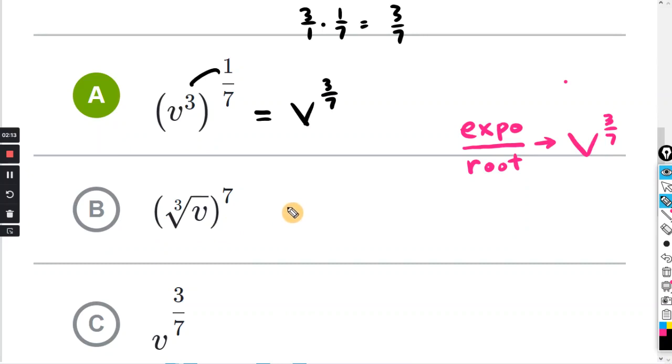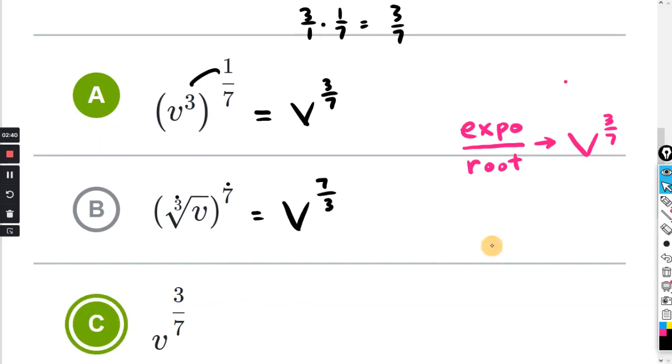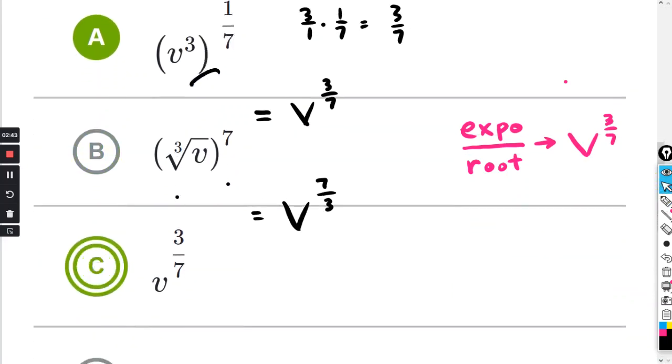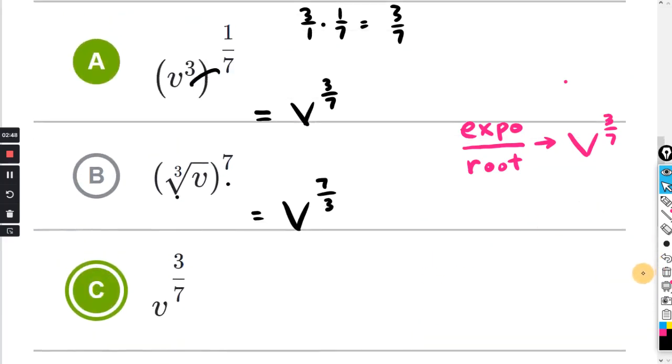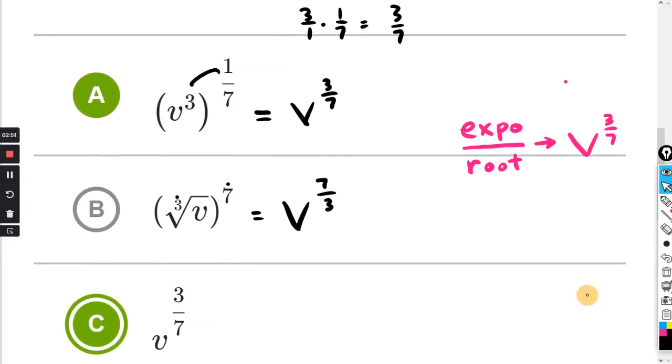Answer B, we're going to convert that to a fraction. We keep the v. The exponent is in the numerator; we can see the exponent is 7. And the root is in the denominator; we can see the root is 3. 7/3 does not match 3/7, so it's not B. Answer C is v to the 3/7. Nothing we have to do, so we can see that answer C matches. And finally, answer D is none of the above, which is obviously not true. So the answers are A and C.